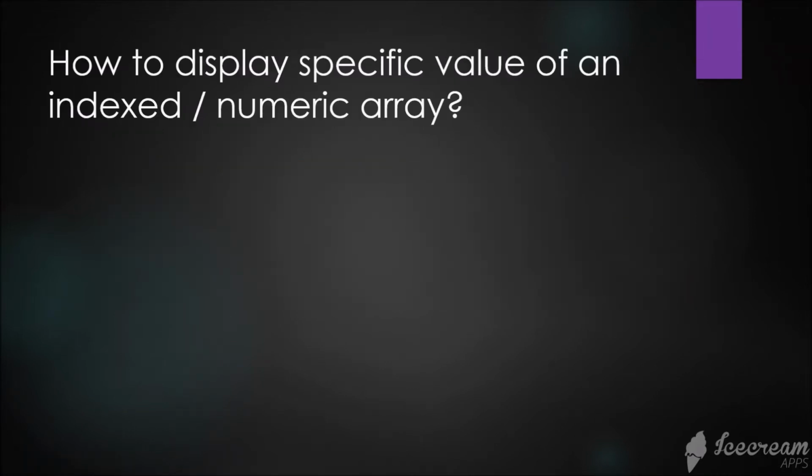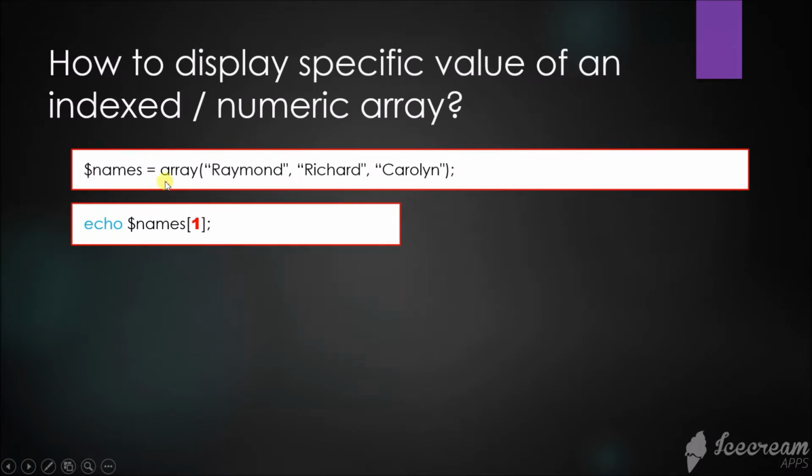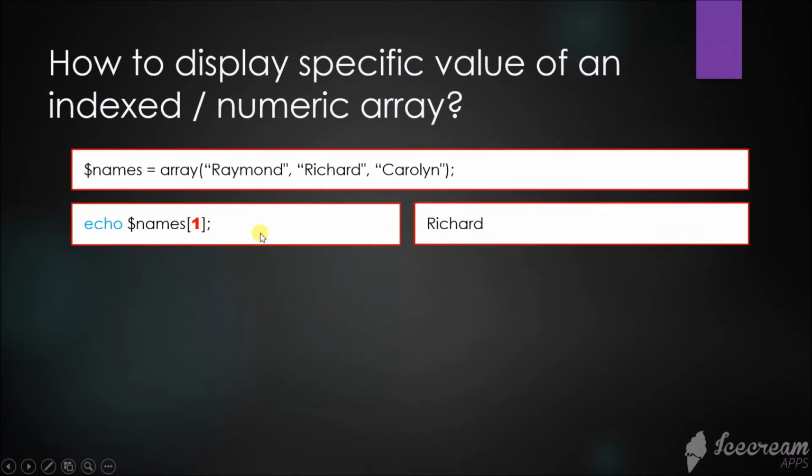Okay, so how do we display a specific value of an indexed or numeric array? Here we have a sample of our array. To display a specific value, we need to know the index of that particular item. Since the index starts at 0, so 0, 1, 2, if we intend to display Richard, of course, this is all we do: echo the variable, square brackets, then its index. Then it will display Richard.